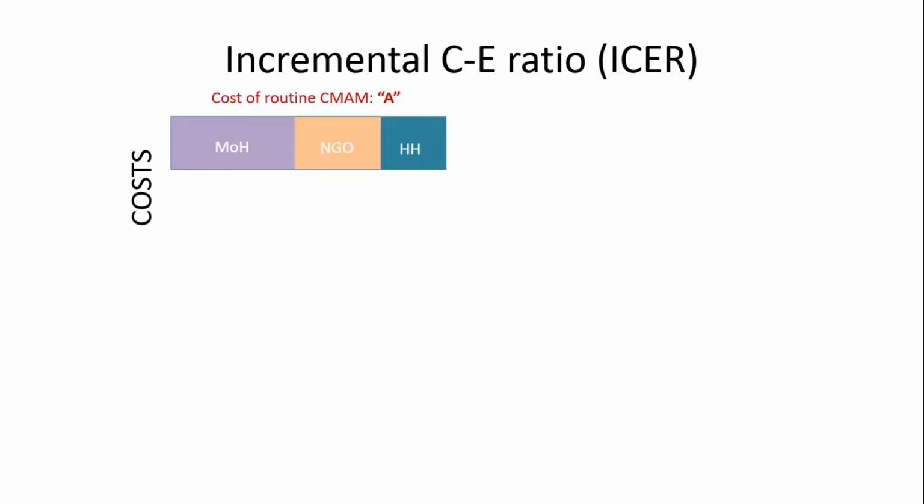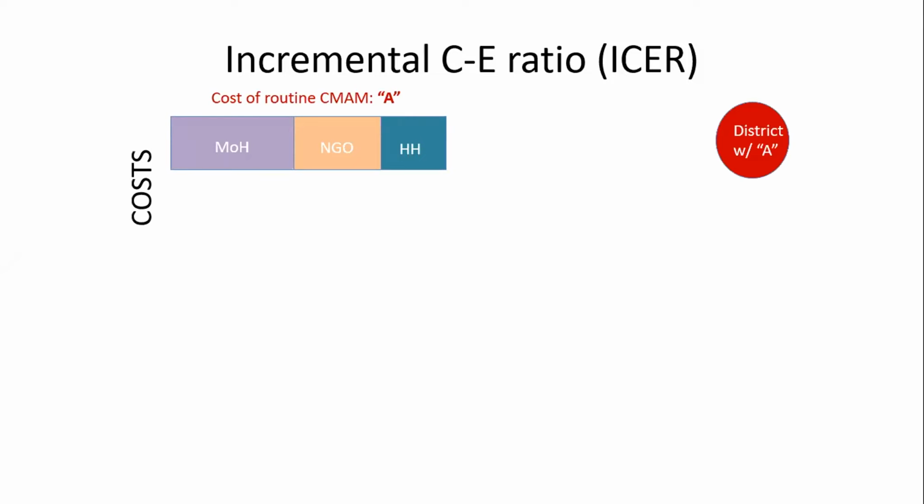There may also be some instances where we care more about the incremental or additional costs to add on a specific program element. We could think perhaps of adding a cash transfer or an educational component in one district and comparing this to routine CMAM. This is where incremental cost effectiveness ratios come in handy. Here we have costs of routine CMAM. We'll call this program A. We have some costs from ministries of health, NGOs, and households. This program and these costs are for a district A.